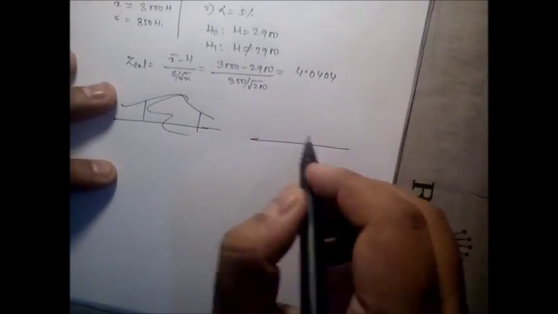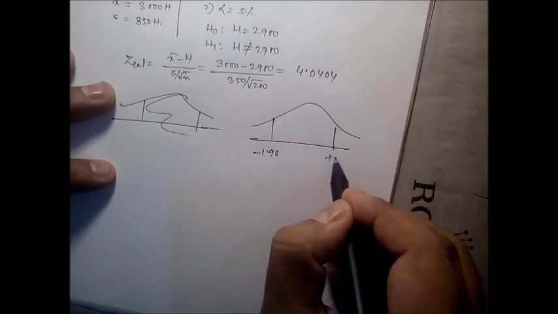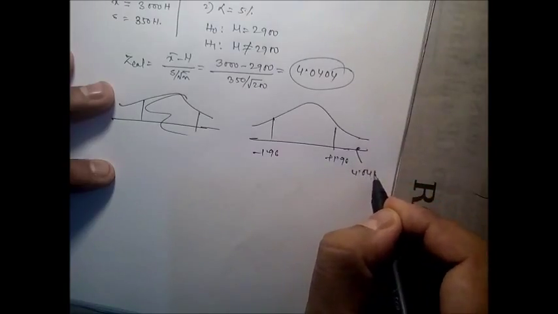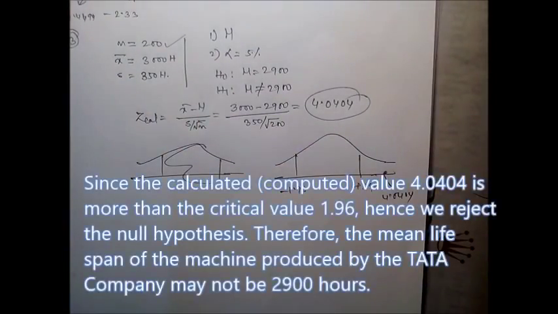Since it is a two-tailed test and alpha is equal to 5%, the critical values are minus 1.96 and plus 1.96, and the calculated value 4.0404 is somewhere far beyond. So reject the null hypothesis. For a two-tailed test at 5% significance level, the critical value is plus minus 1.96. Since the calculated value 4.0404 is more than the critical value, we reject the null hypothesis.